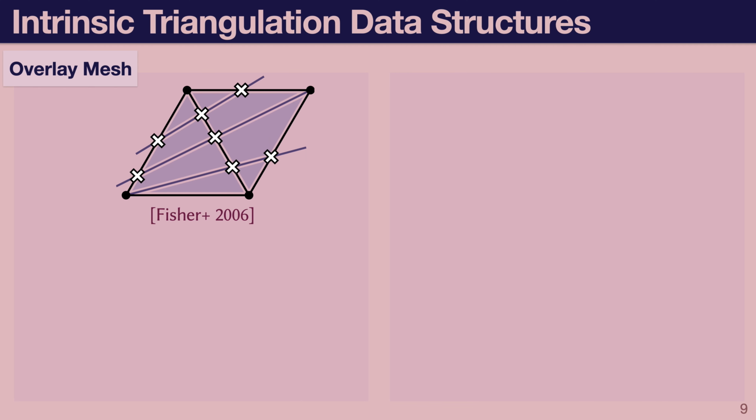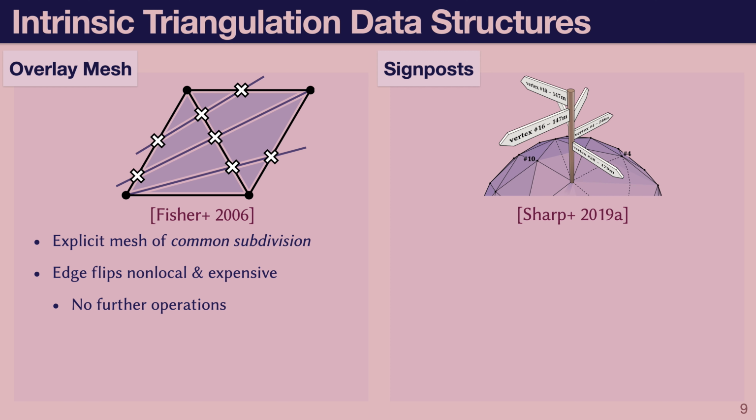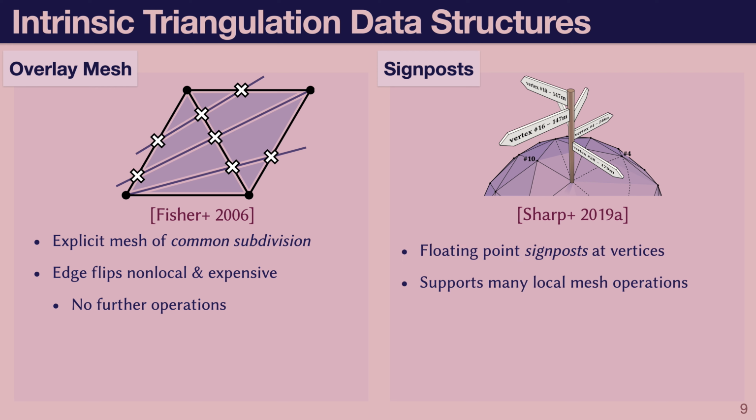The first option is the overlay mesh, which explicitly keeps track of a common subdivision that contains all original and intrinsic edges. This works, but simple edge flips become non-local and expensive, and no further mesh operations were ever described. On the other hand, there's the signpost data structure, which represents intrinsic edges via floating point signposts. This opened the door to a wide variety of local mesh operations, but it entrusts the connectivity of the common subdivision to floating point, which often causes errors on low-quality meshes.